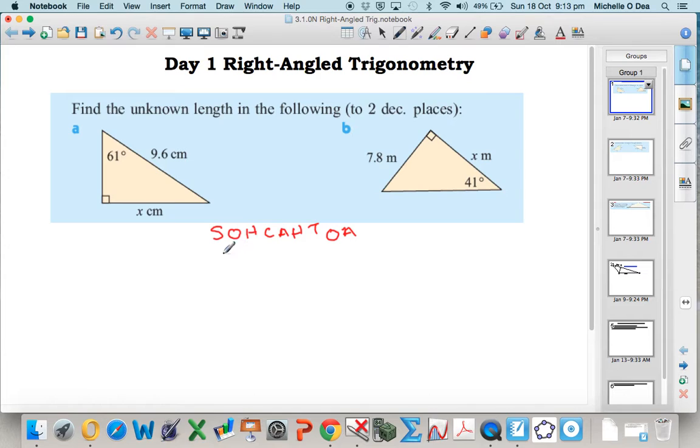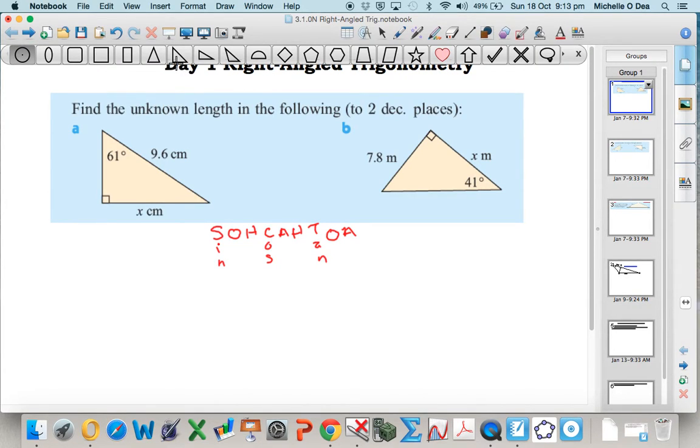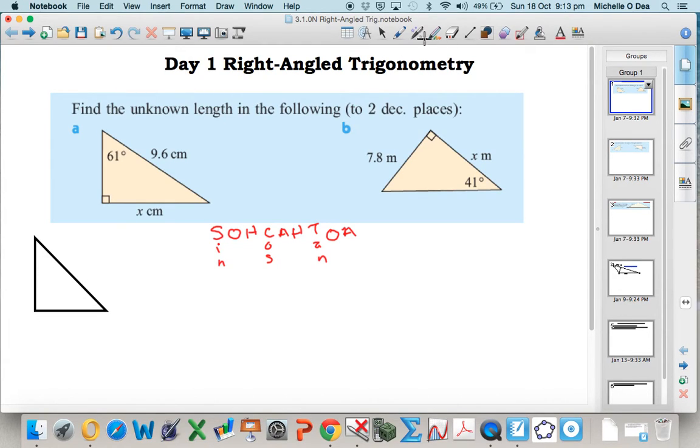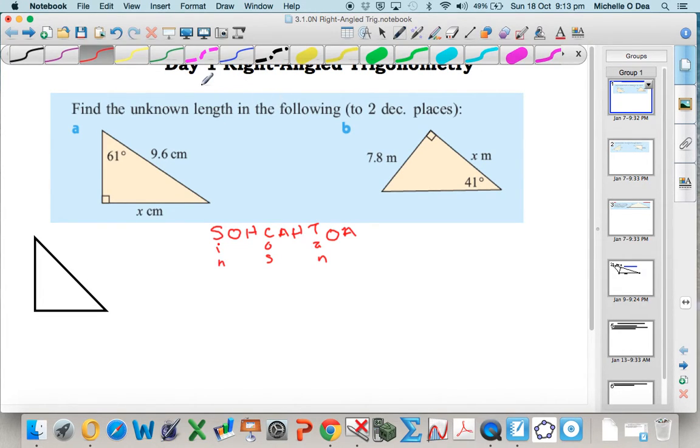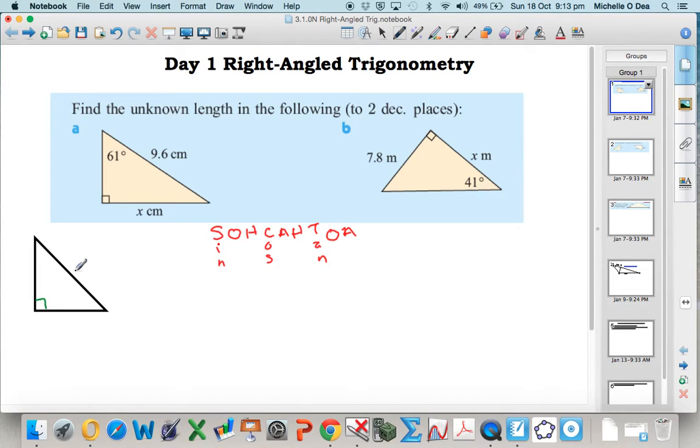So what you need to remember is that S is for sine, C is for cos, and T is for tan. Then the other thing that you need to know is what the other letters stand for. So if I just grab a right angle triangle here, you should already remember that if we have a right angle triangle, we already know one special side, and that's the hypotenuse. And that's always the side that's opposite the right angle.